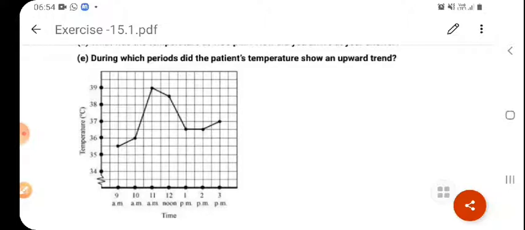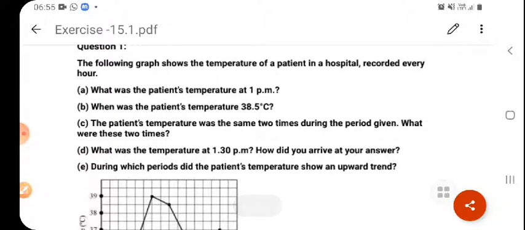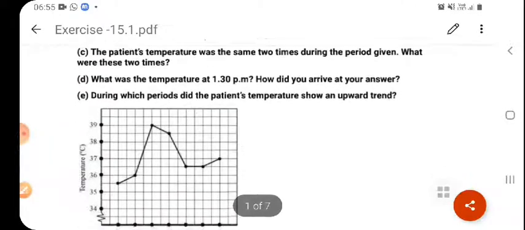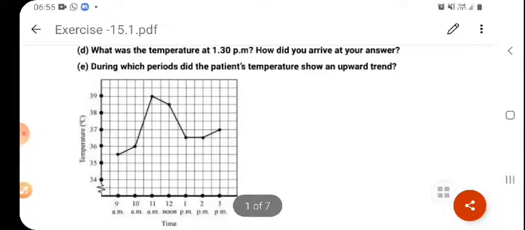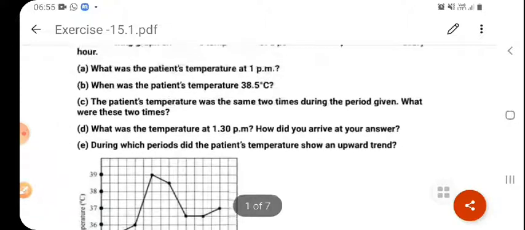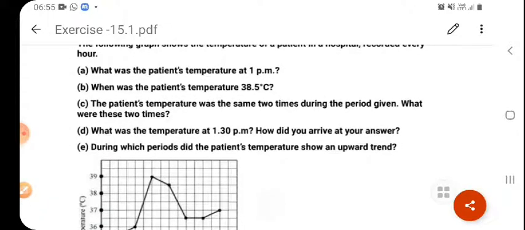Okay, now what was the patient's temperature? 38. What was the time? At 38.5, we can find the time from the graph, the point where the x and y axis points meet, at 12 noon. Okay, so 12 noon is 38.5.